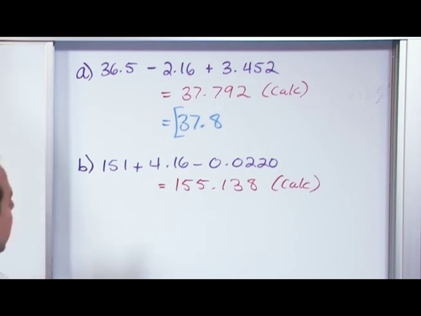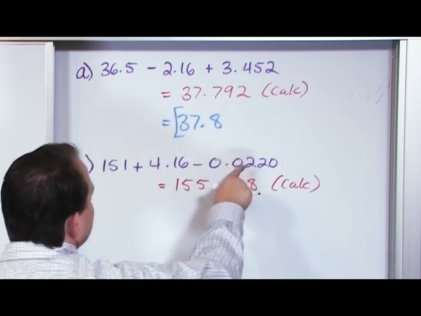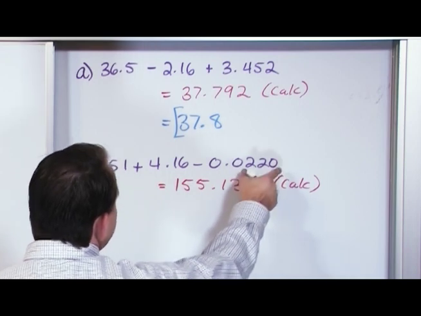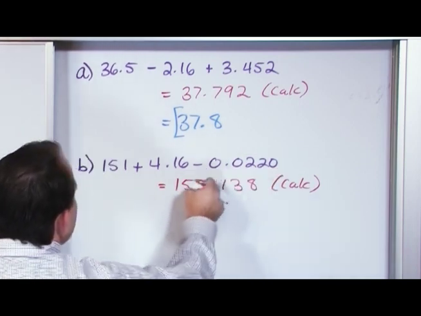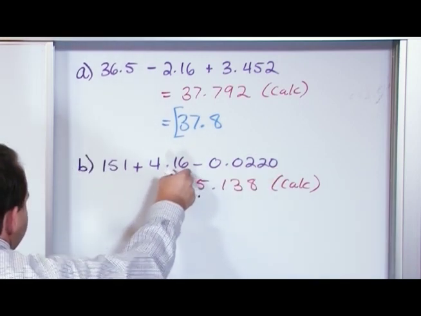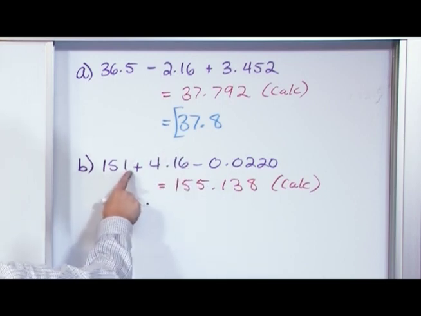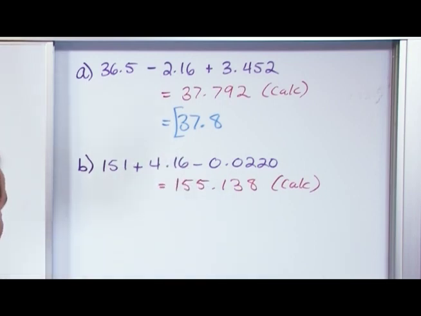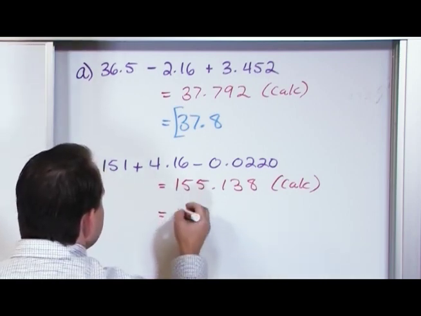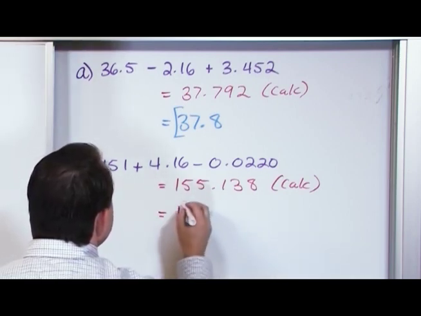But that's not going to work out. But let's look at what we have here. We have 3 significant figures after the decimal in this number, 2 after the decimal in this number, and here, we actually don't have a decimal at all. So we have basically no significant figures after a decimal. So in that case, we're going to round this to 155 and just leave it like that.